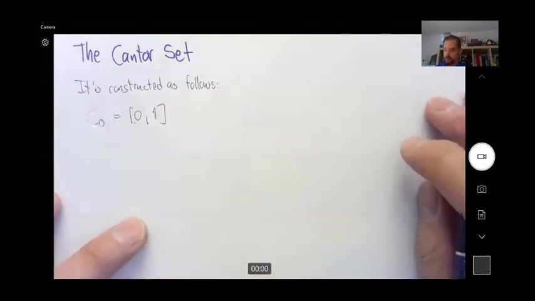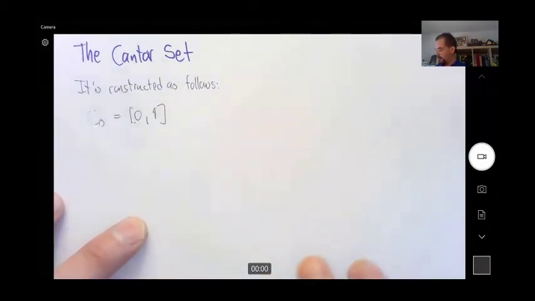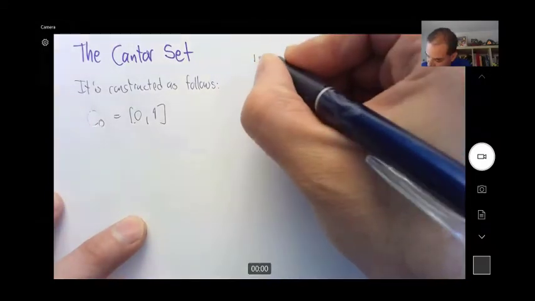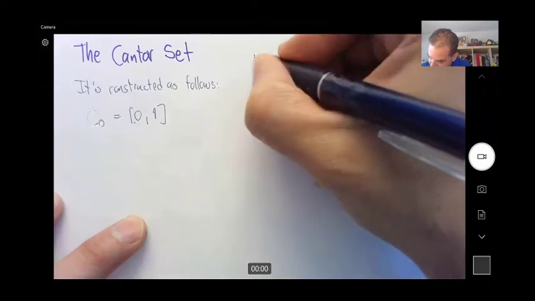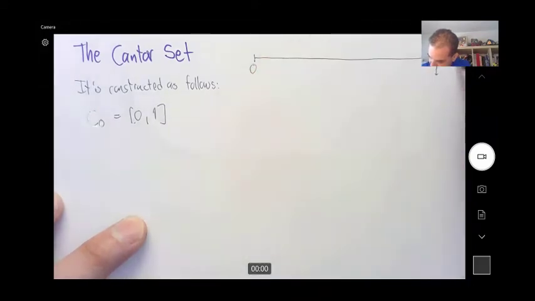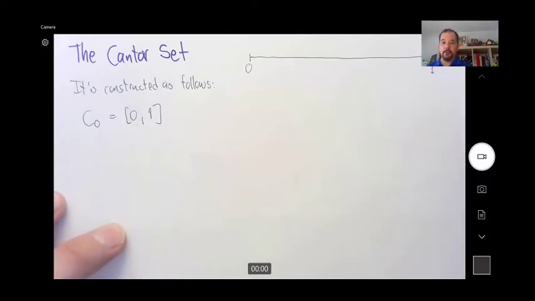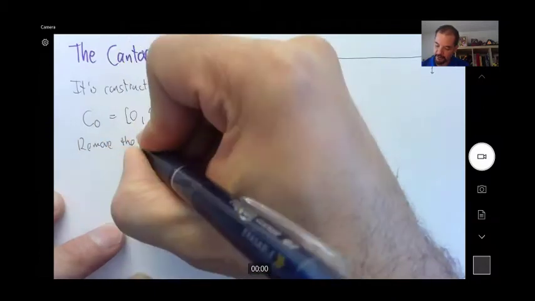And I'm going to start a picture of the set right here on the right. So the closed interval 0 to 1. That's C0. Then here's what we're going to do, and this is the process that we're going to keep repeating. So pay attention. It's actually quite simple. What we're going to be doing is we're going to remove the middle third.